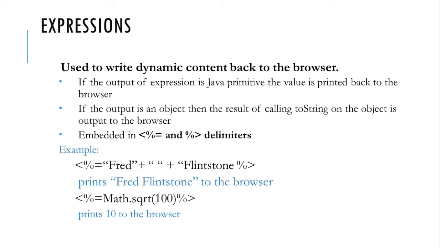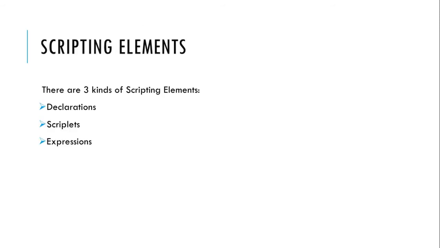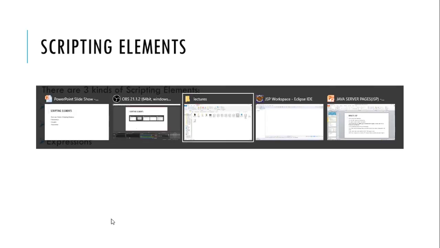And expressions are used for actually displaying the output of an expression back to the browser. So we use delimiters like this, percentage equal to, to actually print the data of an output of an expression back to the browser, and that is given here. Math.sqrt is a Java method, and we use this square root method to find the value of this, and then we print this back to the browser. So that's a very brief overview of the three kinds of scripting elements: declarations, scriptlets, and expressions. We'll understand all these things by directly coding on Eclipse.